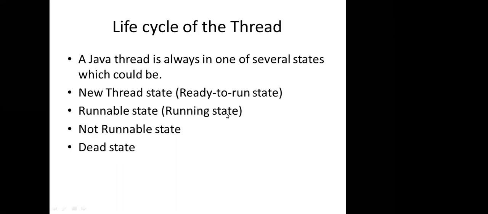That is called a new state. The second one is called a runnable state. Once it has entered the runnable state, after that it goes to the running state. Normally, once it is in the running state and the running is completed, it comes outside.